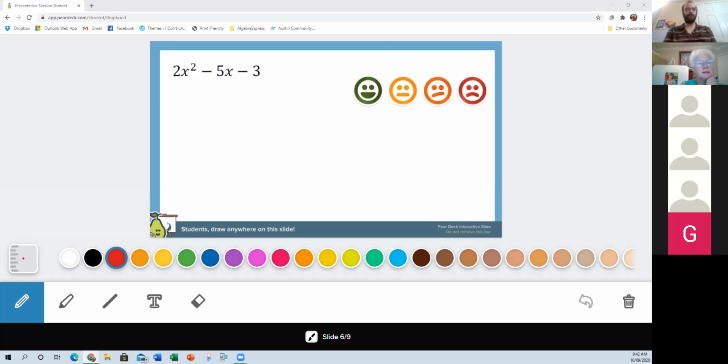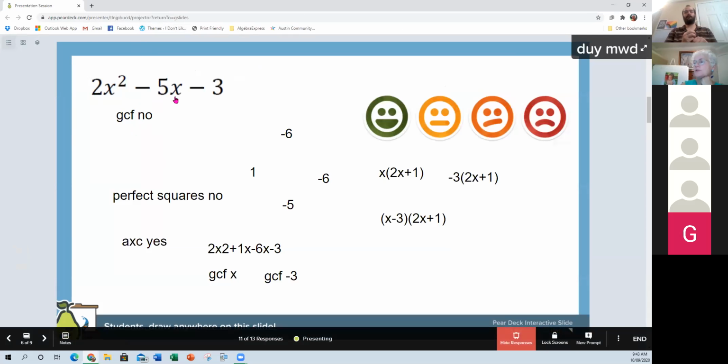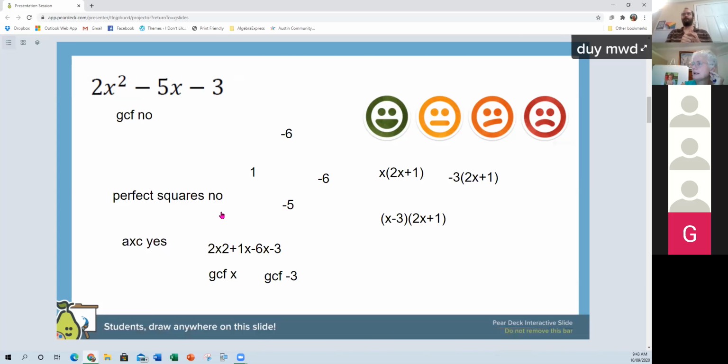Okay, I'm gonna show this person's because they did such a great job of breaking it down. I wanted y'all to see this. First thing they asked themselves, is there a GCF? And they said, no, there's not, yay. So are they perfect squares? No, and it's a trinomial. So they did the AC method and they came up with two numbers that multiply together to give us -3 and add back to -5.